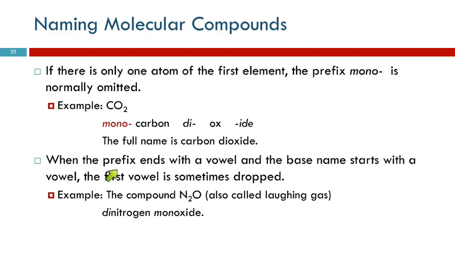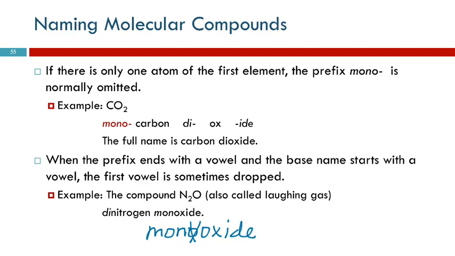All of those prefixes end with vowels, and sometimes the base name starts with a vowel, and so then things get kind of wonky. So N2O, which has the common name laughing gas, there's 2 nitrogens, so that would be dinitrogen, and there's 1 oxygen, so that would be monooxide. But the 2 O's in a row there look weird. Monooxide. Monoxide? What is that? So we drop this O.